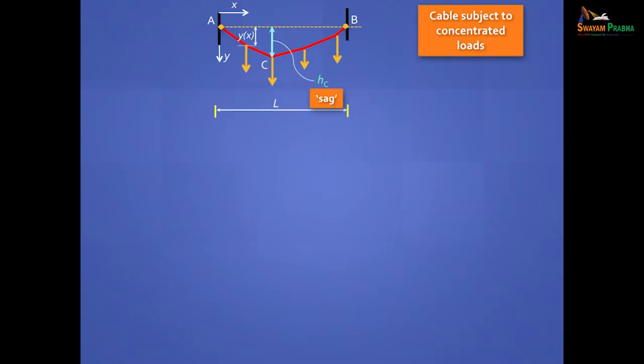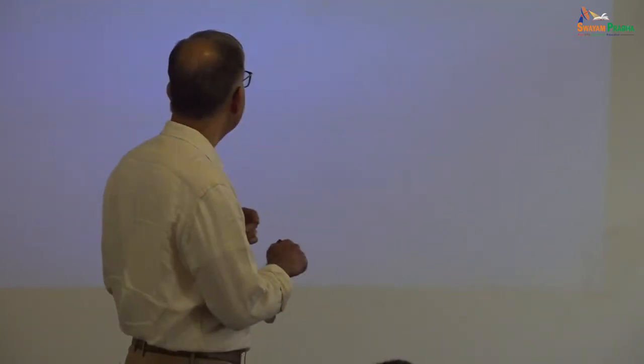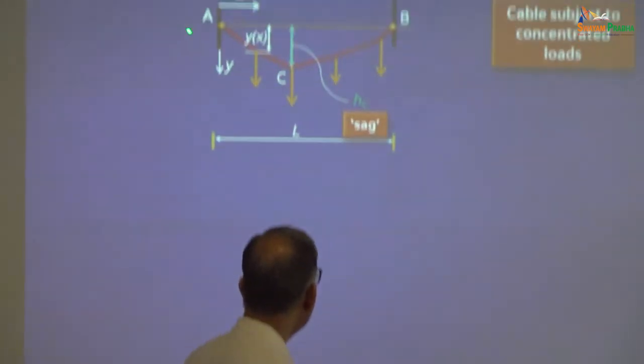And the word sag is usually given to the maximum value of y. Y is the height of the cable at any location with reference to the horizontal reference axis, assuming that both these supports are at the same level.